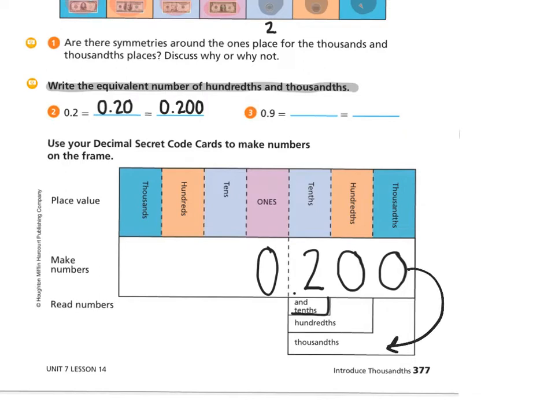I want you to pause this video and I want you to try number 3 on your own, finding the equivalent number of the hundredths and thousandths. Then press play to see how you did. Let's see how you did. If you did it correctly, the equivalent number for 9/10 is 90 hundredths and 900 thousandths.